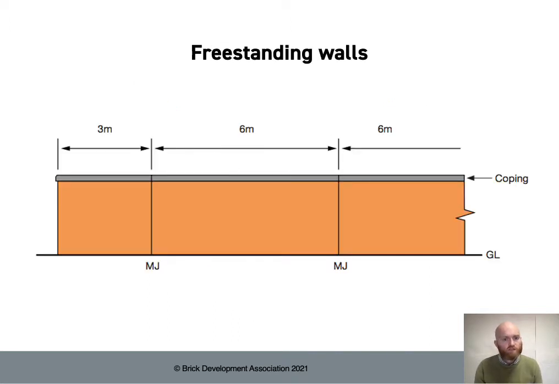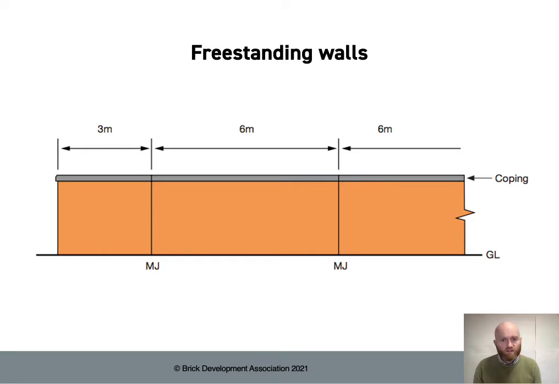Freestanding walls are a specific scenario for movement joint spacing. The maximum recommended spacing for freestanding walls is 6 meters. The reason is that they tend to be more exposed. You're obviously getting weathering from both sides, and they're unrestrained at the top. You have your foundation, which holds the brickwork in place at the bottom, but the top is effectively unrestrained.